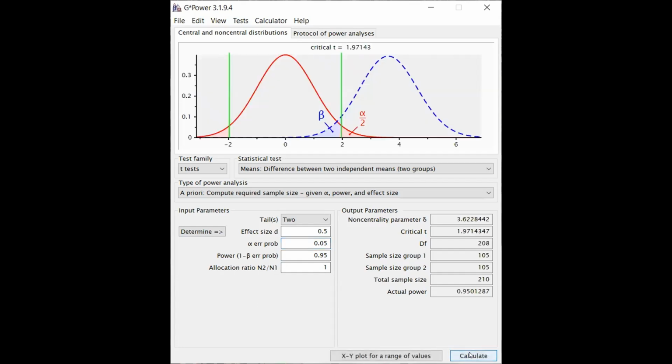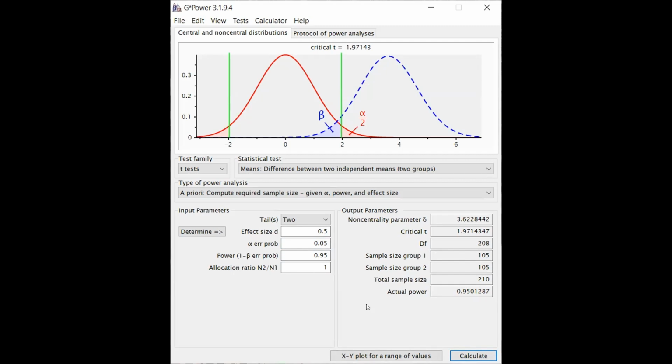I'm just going to hit calculate. Now we can see right here my sample size in each group with an effect size of 0.5 and a power of 0.95. My total sample size is 210 with 105 in each group, and it's giving me how powerful my test is. Now, something each of you will have to consider is your access to a sample size. That's a big deal. Maybe you can't reach 210 for your sample size. Maybe you can only do about 100.